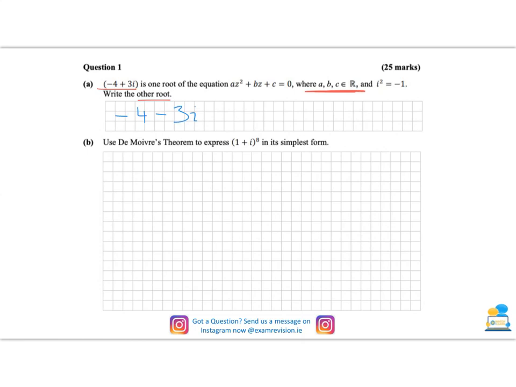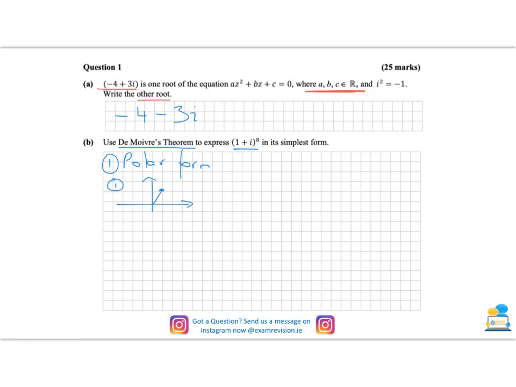The next part then is asking us to use De Moivre's theorem to express 1 plus i raised to the 8 in its simplest form. So this is a classic De Moivre's theorem question where we are raising a complex number to a particular power. But what we need to remember straight away is before we can apply De Moivre's theorem, we have to rewrite the complex number, which is currently in rectangular form, into polar form. So let's do that straight away. This is exactly like what we looked at in the last example. Our first step is we're going to rewrite this on an Argand diagram. So it's going to be 1 across and 1 up. So it's going to look something like this.